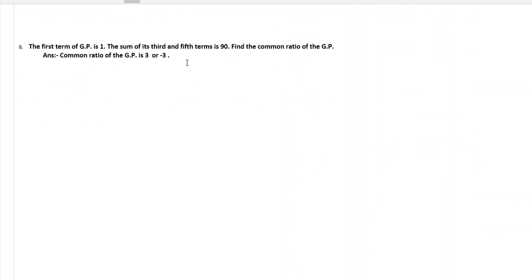Next question is, the first term of GP is 1. Okay, the first term of GP means A is 1. The sum of its third and fifth term, A3 plus A5, is 90. Find the common ratio of GP.